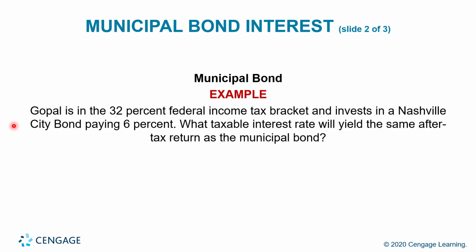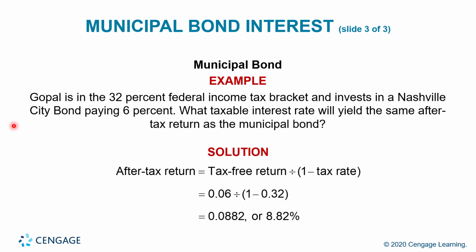So for an example, Gopal is in the 32% federal income tax bracket and invests in a Nashville city bond paying 6%. What taxable interest rate will yield the same after-tax return as the municipal bond? And so here the calculation is 0.06, which is the tax-free return, paying 6%, divided by 1 minus 0.32, which is the 32% federal income tax bracket. And so here the answer is 8.82%.